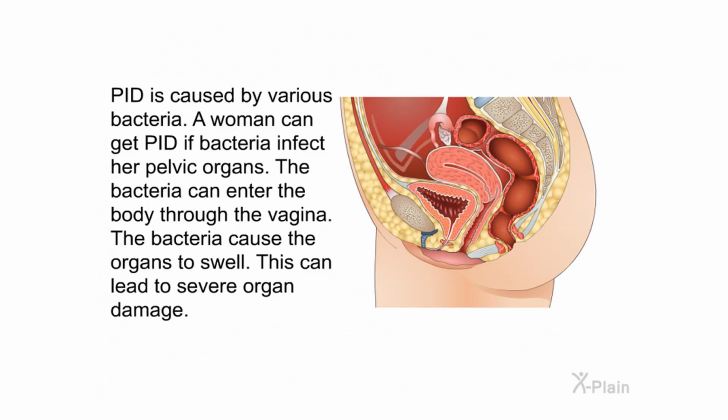Causes. PID is caused by various bacteria. A woman can get PID if bacteria infect her pelvic organs. The bacteria can enter the body through the vagina. The bacteria cause the organs to swell. This can lead to severe organ damage.